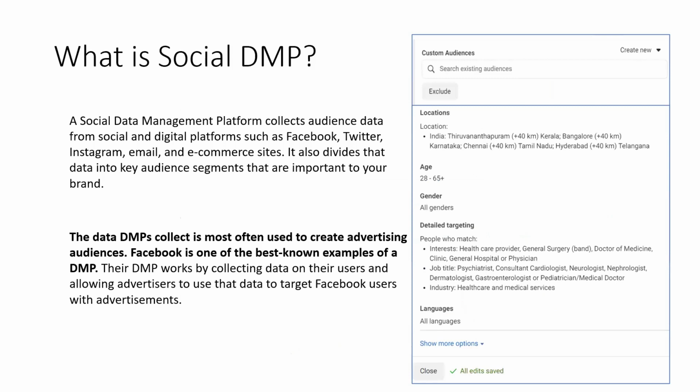So if we look at the social DMP, what is a social DMP? A social data management platform collects audience data from social and digital platforms such as Facebook, Twitter, Instagram, and other social media platforms. So the best example of a DMP as far as social media is concerned is Facebook. The data a DMP collects is most often used to create advertising audiences.